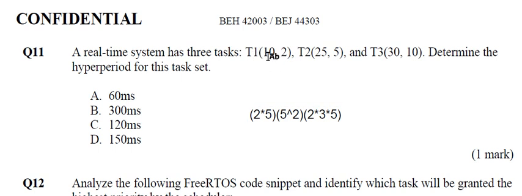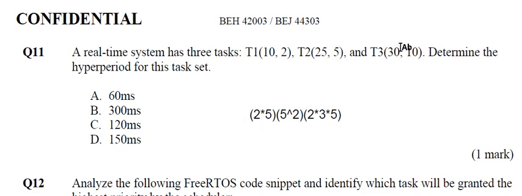Okay, question 11. First of all, you can see there are three tasks, D1, D2, D3. We can ignore their CPU time because we want to know the period, the hyperperiod. Task 1 is 10. How do you get 10? 2 multiplied by 5, you get 10. And then 25, 5 to the power of 2, you get 25.